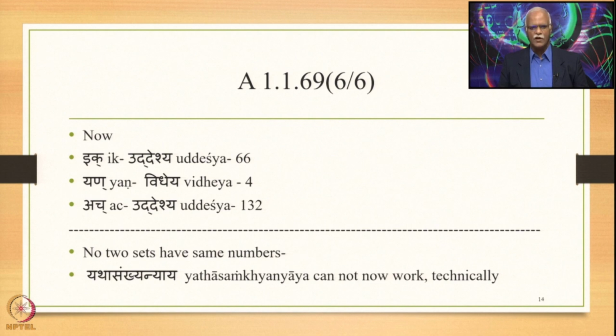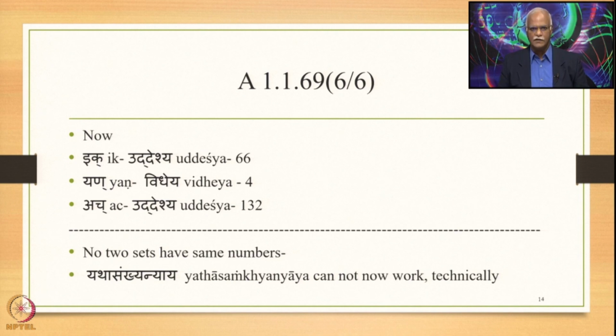Now, if we take a relook at Iko Yanachi, we observe that Uddeshya Ik has got 66 sounds, Videya Yan has got just 4 sounds. Yan cannot stand for its representatives, homogeneous sounds, because it is Videya. And Ach, which is the right hand side environment, which is also Uddeshya, has got 132 sounds. No two sets have the same numbers. Previously we saw that Ik has got 4, Yan has got 4 and Ach are 9, and therefore we said that the principle of Yathasankhyan Nyaya works, the correspondence.